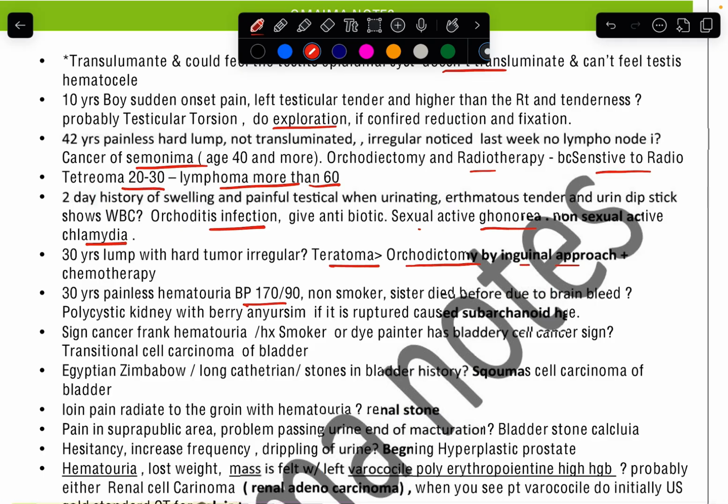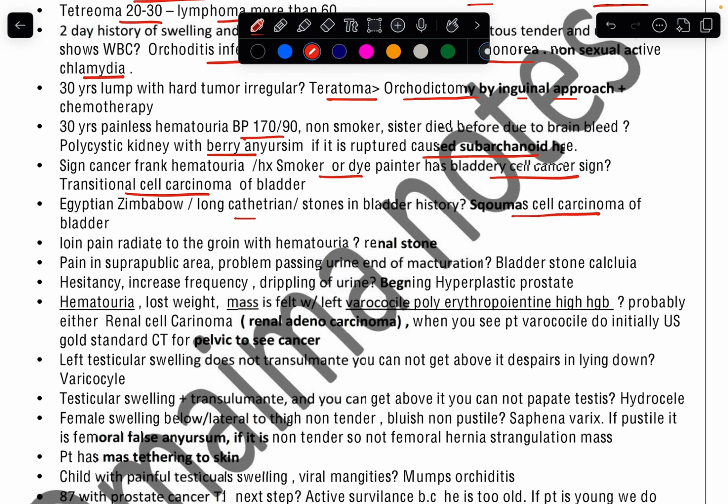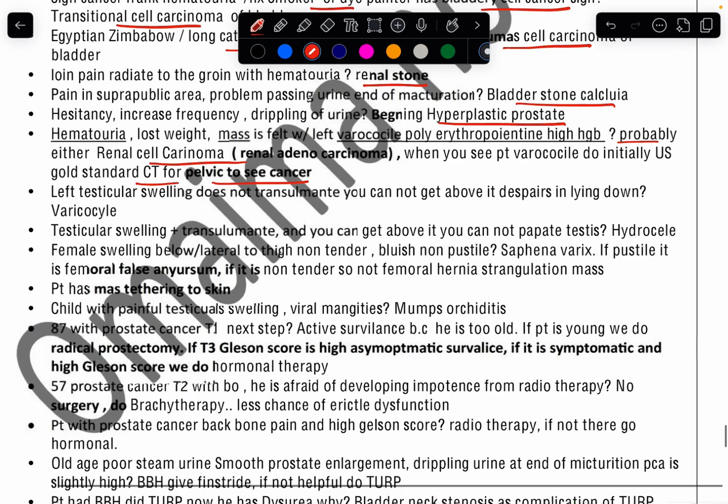30-year-old, painless hematuria, 1-year non-smoker, death due to brain bleed, polycystic kidney, Berry aneurysm, rupture is called subarachnoid hemorrhage. Frank hematuria, smoker, bladder cancer, transitional cell cancer; Egyptian, long schistosomiasis, squamous cell carcinoma. Loin pain radiating to the groin is renal stone. Pain in the suprapubic region, bladder stone. Hesitancy and all this is prostate. Hematuria, weight loss, mass, left varicocele, erythropoietin high, probably renal cell carcinoma. You see varicocele, do USG for pelvic cancer.